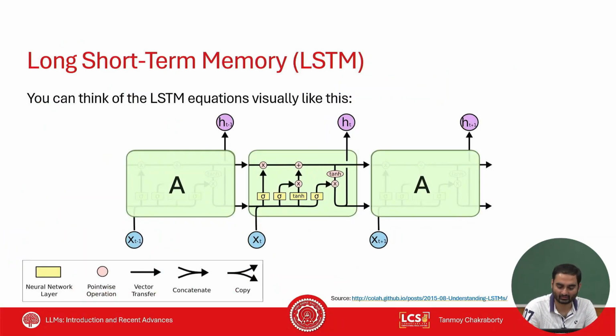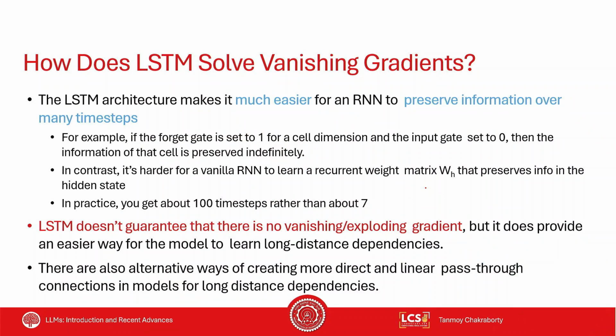So this is a pictorial diagram. I've already mentioned that each of these blocks indicates a particular timestamp. This is one block, another block, and so on and so forth. Remember, LSTM doesn't guarantee that it will remove the vanishing gradient problem totally, but you can say that it will reduce the vanishing gradient problem compared to a vanilla RNN.